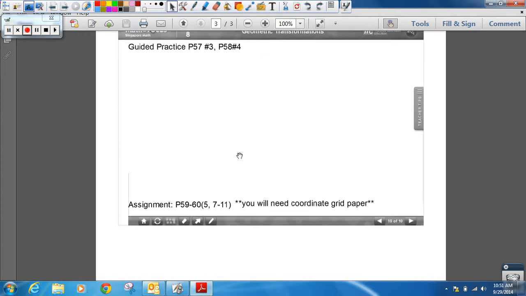Your guided practice is on page 57. You need to complete numbers 3, and on page 58, number 4. Your assignment then is page 59 through 65, and then 7 through 11. You will need to make sure you grab coordinate grid paper from the classroom.